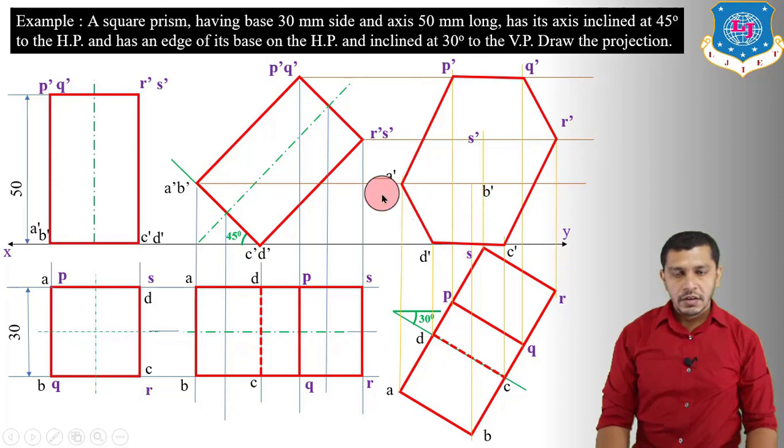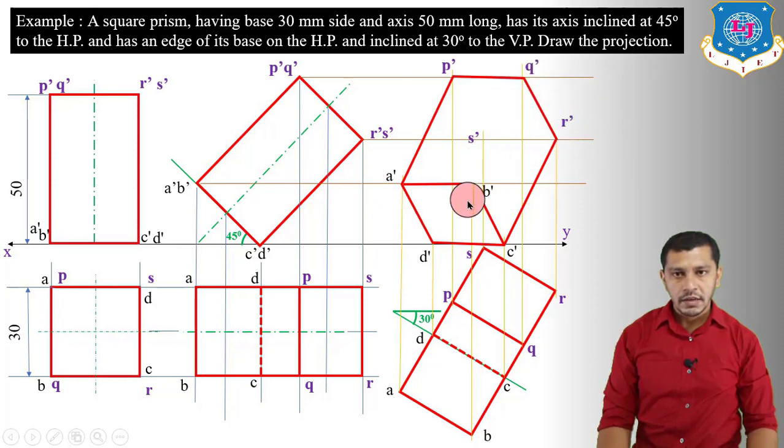Now the second point is that the surfaces which are nearer to the observer are going to be visible. If you are observing the front view, the observer will be over here. So we can see that the base ABCD is nearer to the observer. So in the elevation, the base is going to be visible. So connect AB, BC, CD and DA, which are going to be visible.